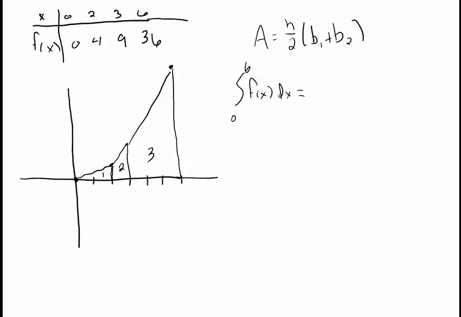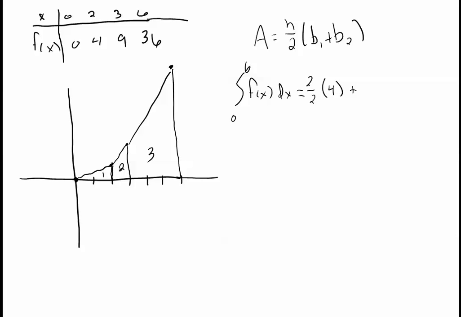Now this trapezoid has a height of 2 because it goes from 0 to 2. So half the height times the sum of the bases. This base is at 4 because the coordinates of this point is 2, 4. And this base is 0. So the sum of the bases is 4.